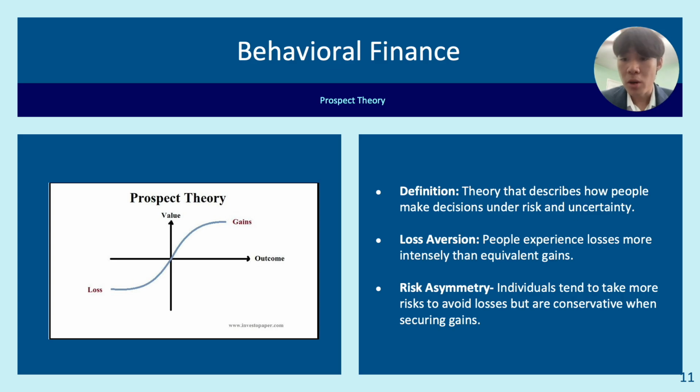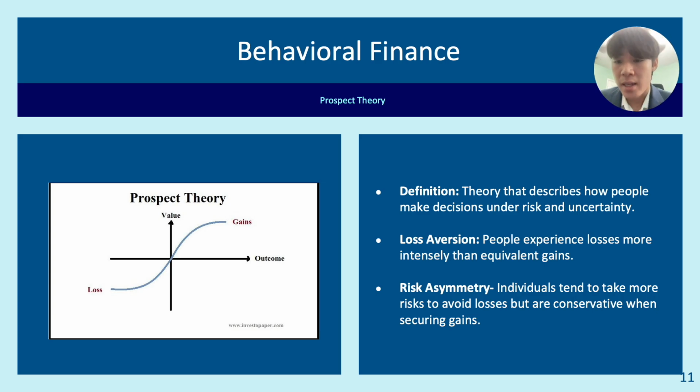One of the most well-known behavioral finance theories is prospect theory. Unlike expected utility theory, prospect theory suggests that people perceive gains and losses differently. Investors feel the pain of a $100 loss about 2.5 times stronger than the pleasure of a $100 gain. And risk asymmetry states that investors take on more risk to avoid losses but are more conservative with gains.